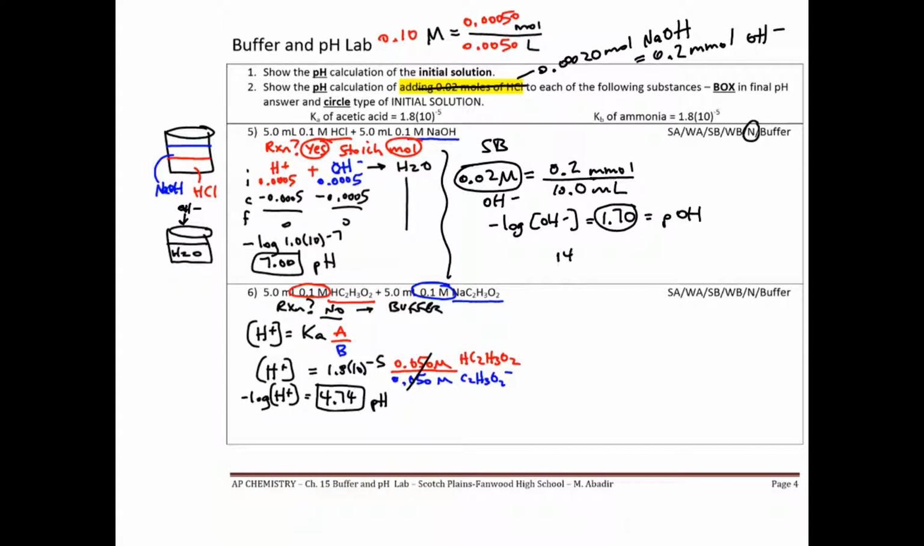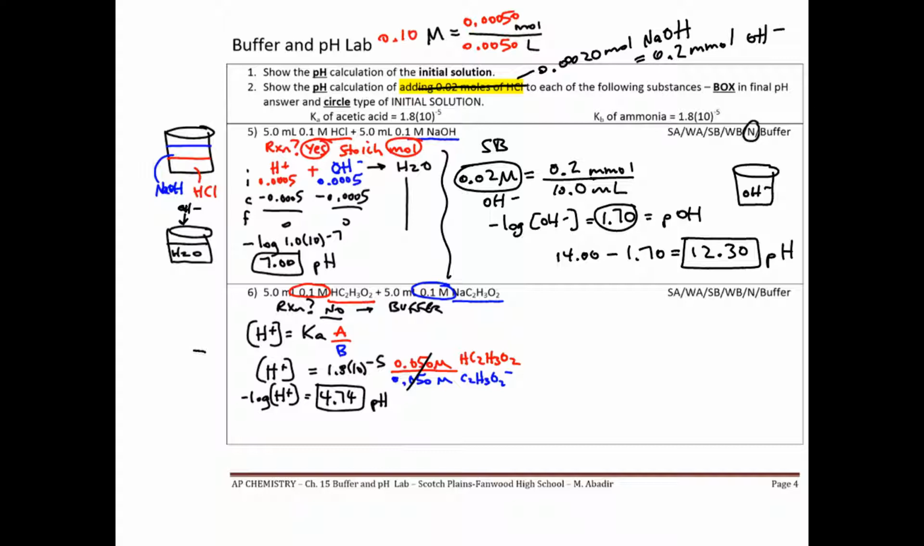So then you do 14 minus 1.70 will give you a pH of 12.30, which is fairly basic, which makes sense because you added a base to water. So if you look at your cup at the end, you're just going to have OH minuses floating around. Now let's take a look at number 6.